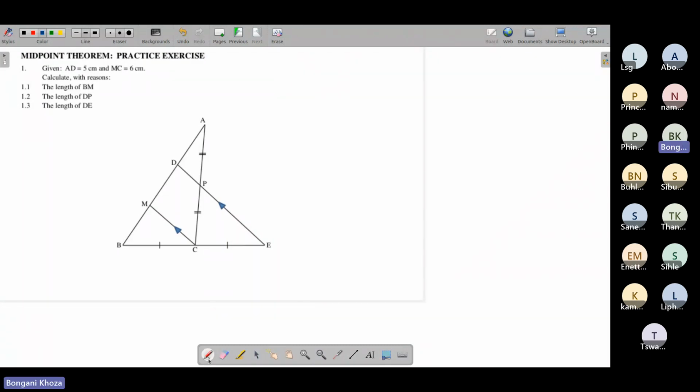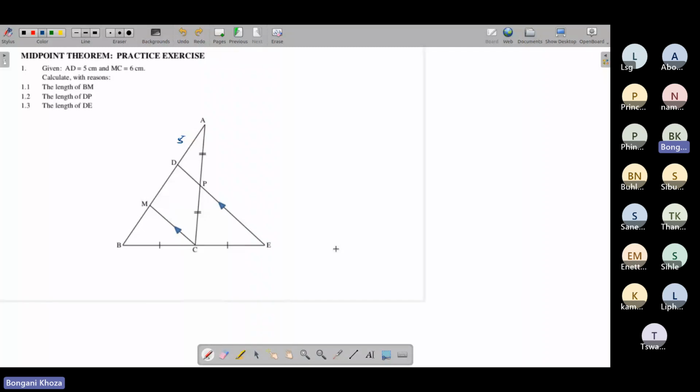Where's my pen? So here we are given that AD, this is AD over here, is 5 centimeters. MC over here is 6 centimeters. We are supposed to calculate, with reasons, the length of BM, which is somewhere here, DP, which is somewhere here, and DE, which is somewhere here.